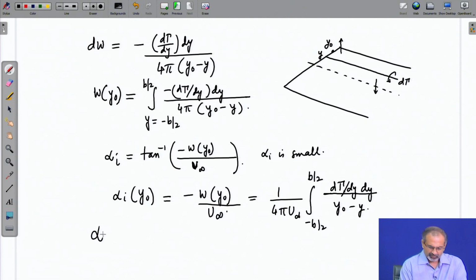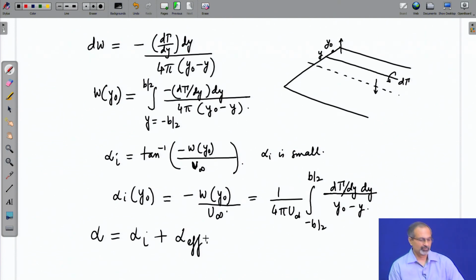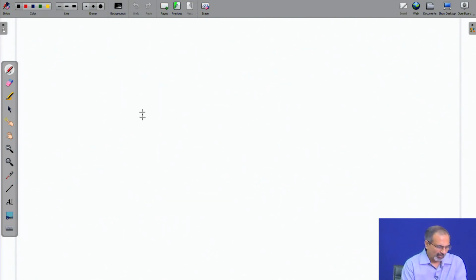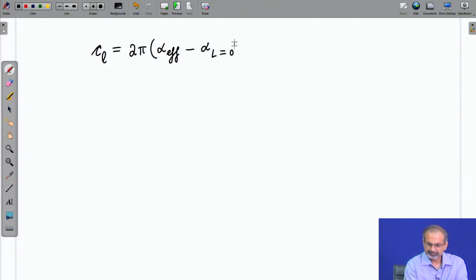We remember that the geometric angle of attack is the sum of the induced angle of attack and the effective angle of attack. So, this relation has to be recollected here, and we have to keep in mind that the CL for any section will be given by 2 pi into (alpha effective minus alpha at L equal to 0), assuming this to be a thin airfoil section.